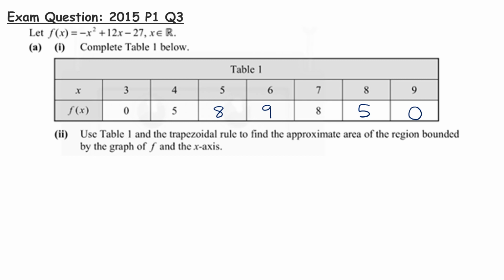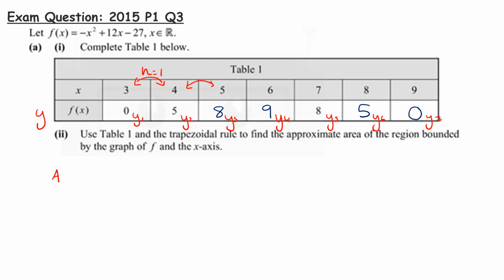So use table 1 in the trapezoidal rule to find the approximate area of the region bounded by the graph of f and the x-axis. So we need to break this up for the trapezoidal rule. Let's label our f of x, which is another way to say y, and we have y1, y2, y3, y4, y5, y6, and y7. Our h is the jump between the x's, and these should all be the same. So in our case, h is 1.